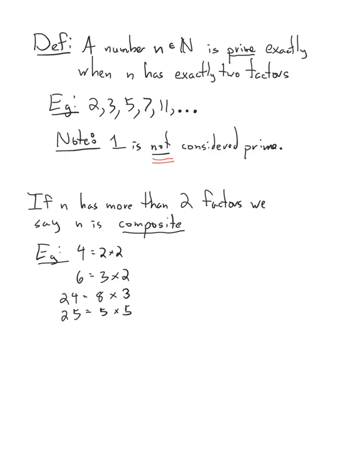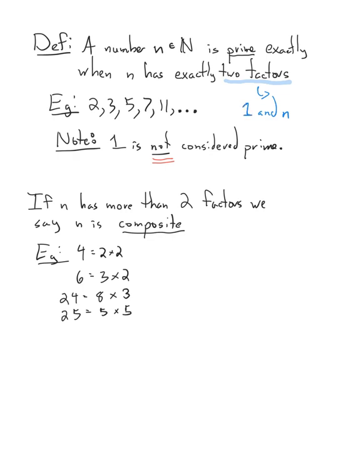All right, so in this section we're going to be talking about prime numbers. And what do I mean by a prime number? Well, a prime number, the best way to express it, is a number that has exactly two factors. And those two factors are always 1 and itself.